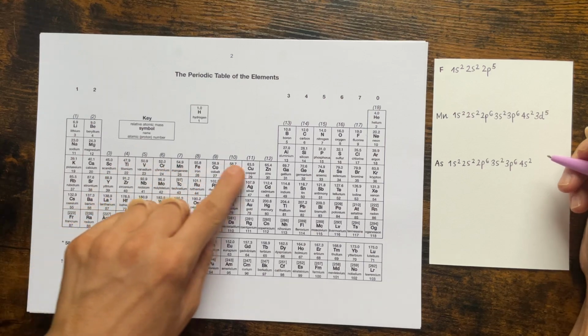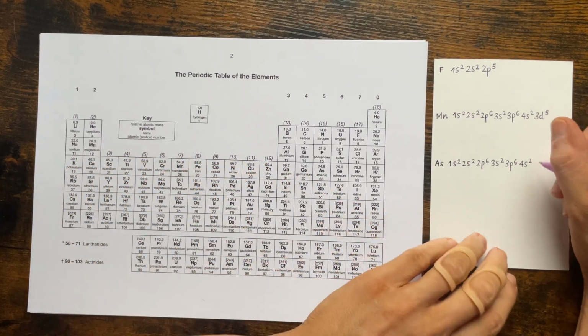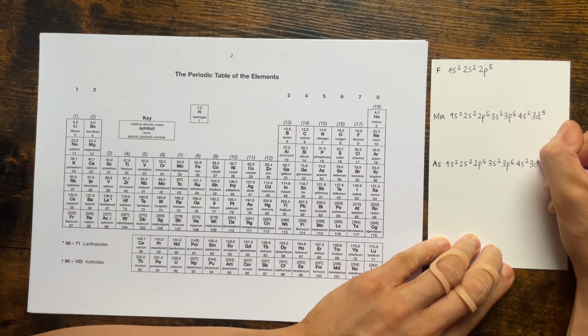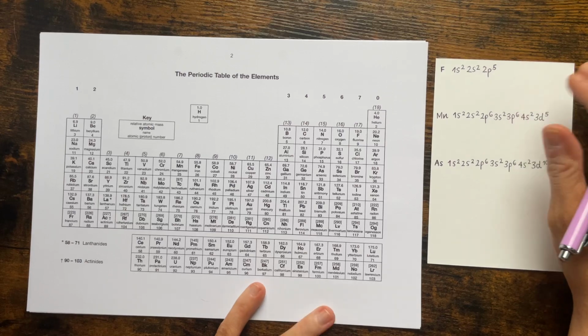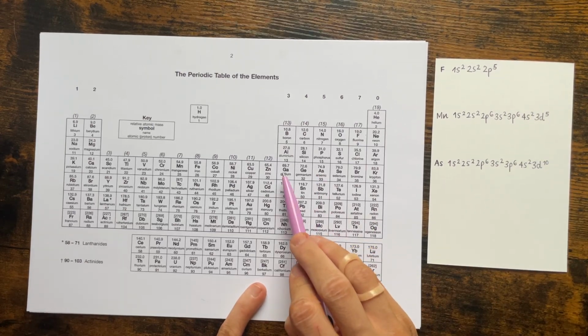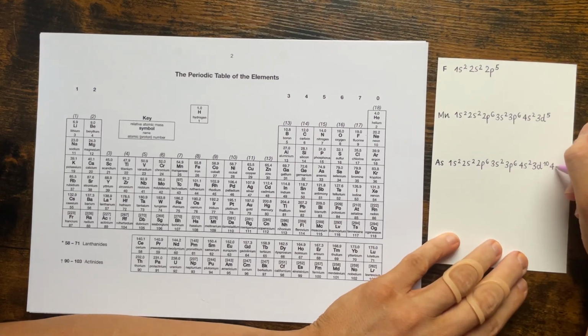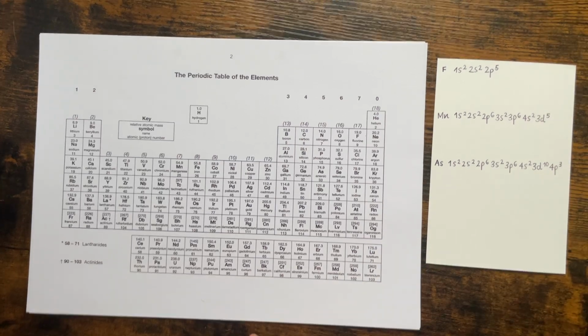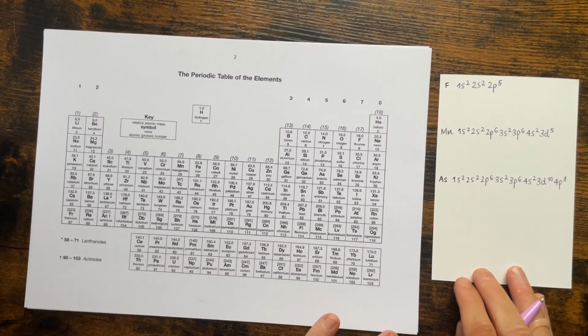Got to go all the way through there. So 1, 2, 3, 4, 5, 6, 7, 8, 9, 10, which if we know that there's 5 d orbitals and each orbital can hold 2 electrons, 5 times 2 is 10. And then arsenic is here, so 4p1, 4p2, 4p3. And hopefully that's made life a little bit easier for us.